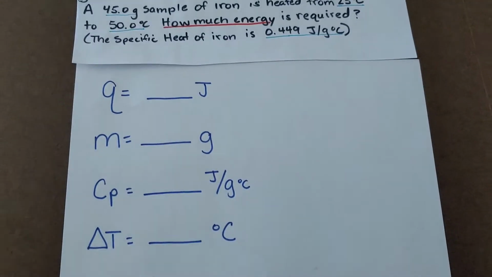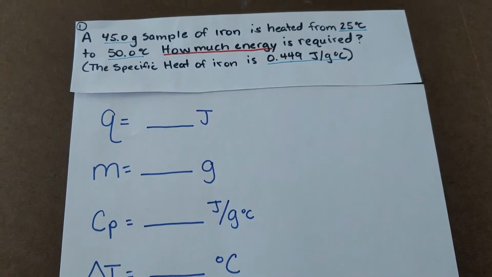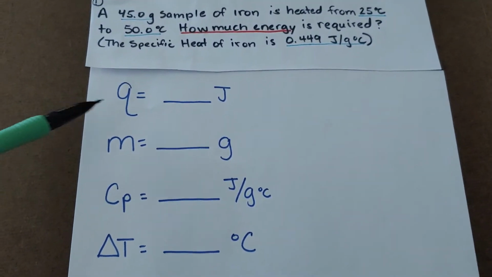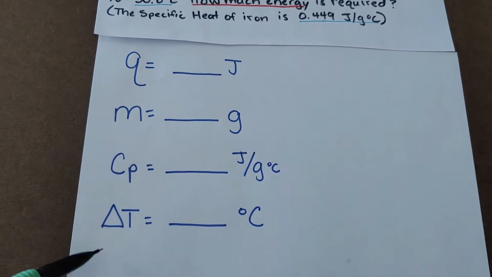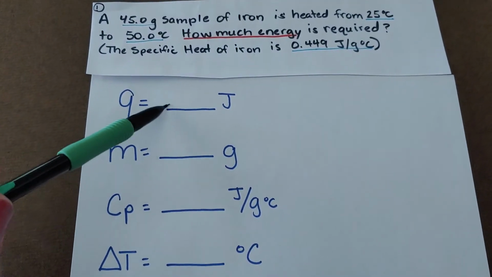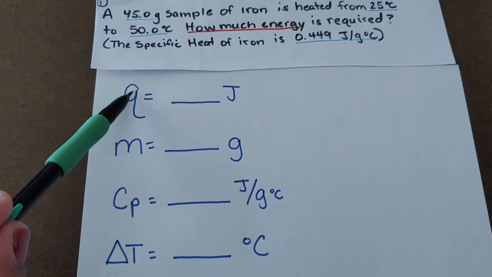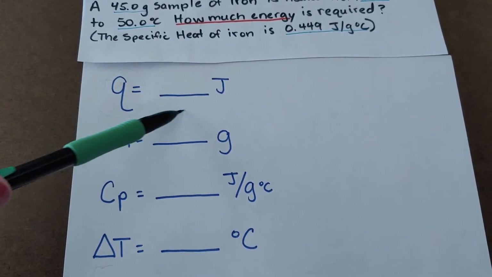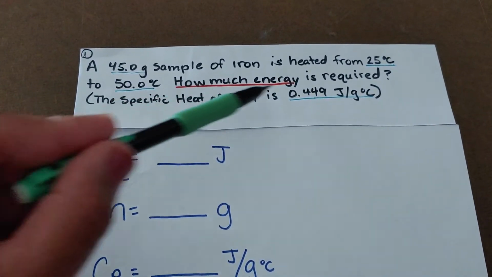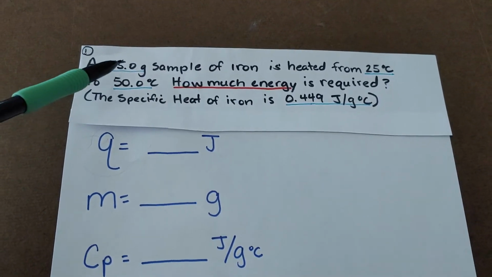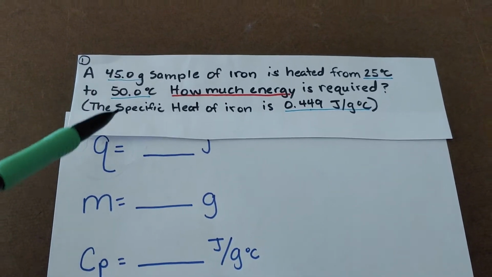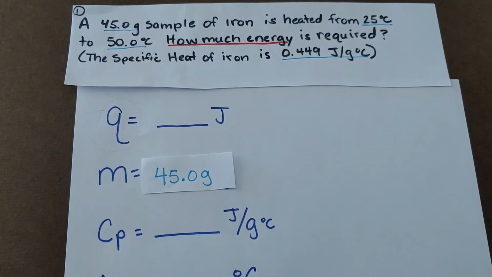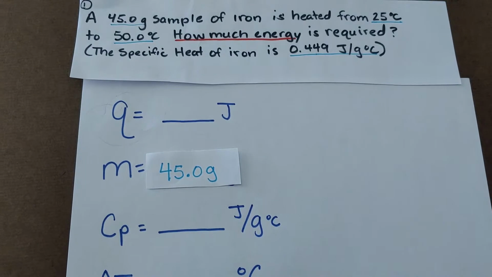A quick piece of advice for these problems is to write down all the variables involved: your Q, your M, your Cp, your delta T. I also suggest you write the unit that goes with each variable. For example, if we're looking for Q, it's going to be a number with joules. If you find a number like 45 grams, since it's grams, that will be mass. So we write down that mass is 45 grams.